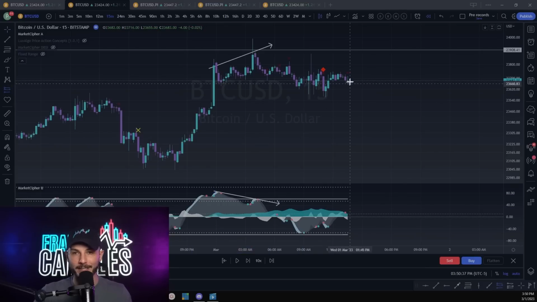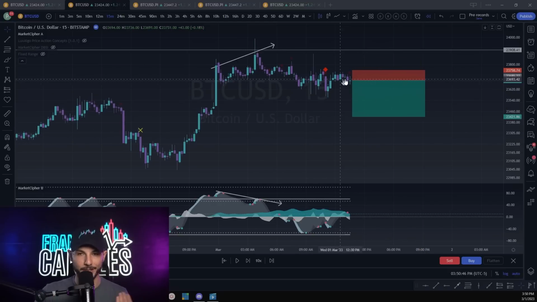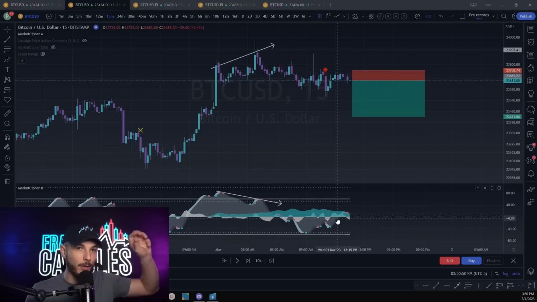So let's just, for example, throw up a random trade thing here, and we'll just say, whatever. It's not a trading tutorial. We're just expecting price to come down here. So this is our guess, right? And the reason for that is because money flow's coming out on the lower time frame.